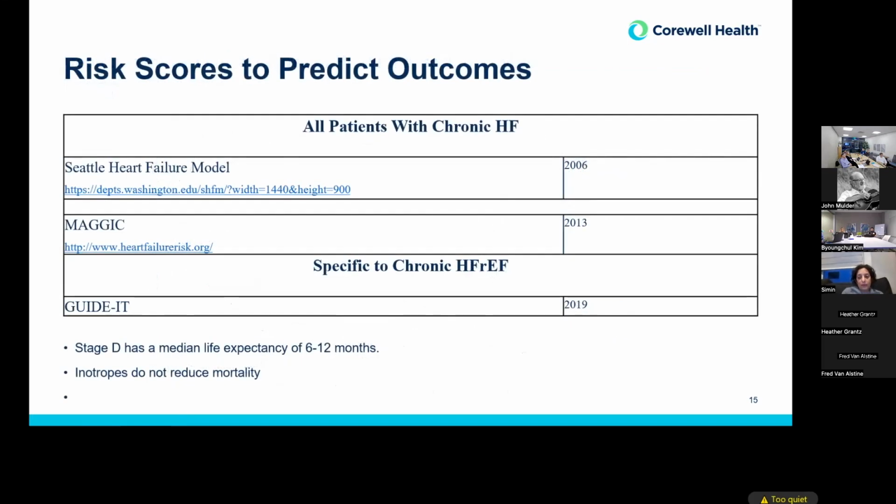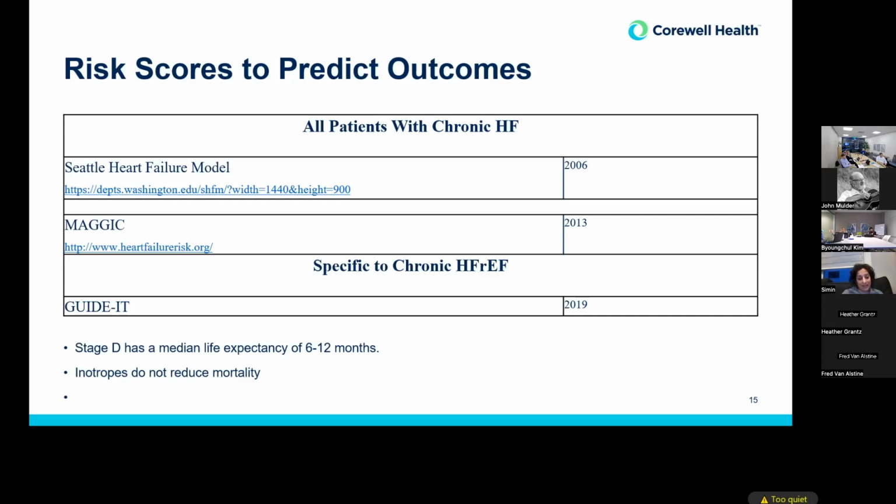So how do we predict the outcomes? It can be challenging. There are some objective prognostication tools that we can use: the Seattle Heart Failure Model, MAGGIC, and GUIDE-HF. I know that you're aware of this. When I use one, I typically use the Seattle Heart Failure Model. It's just what I've been using for a long time. It does have a lot more data to put in, so I do like to use that.